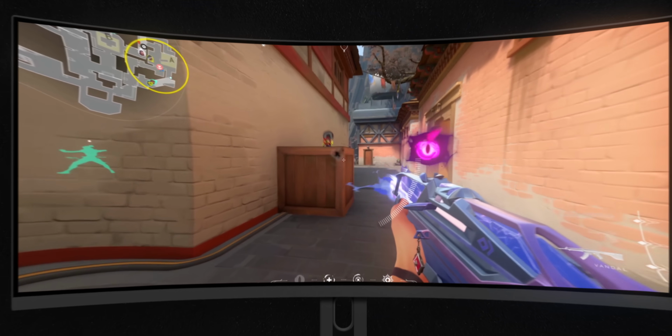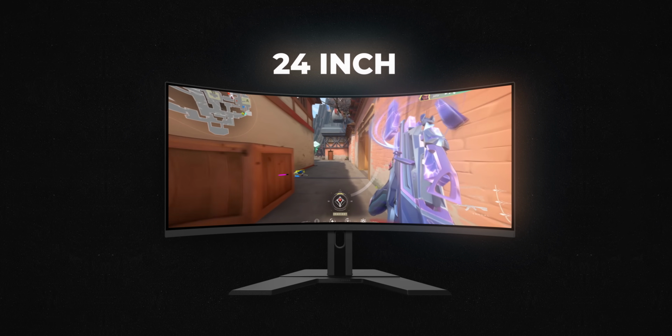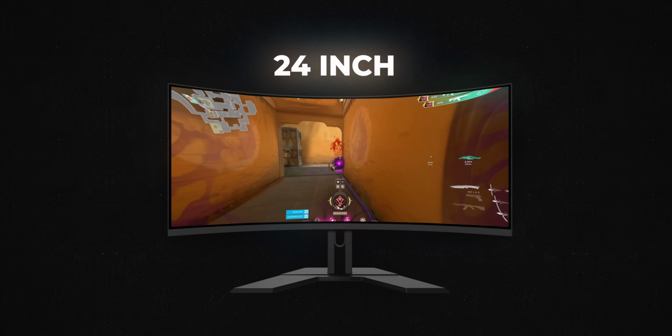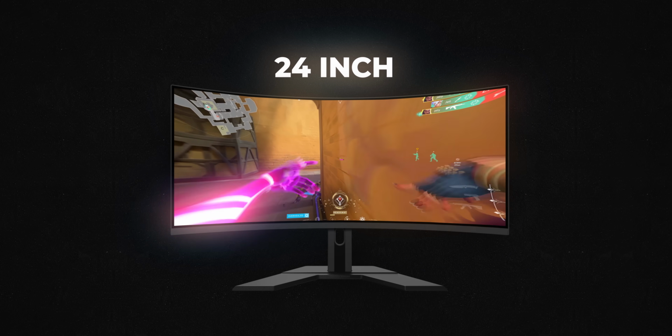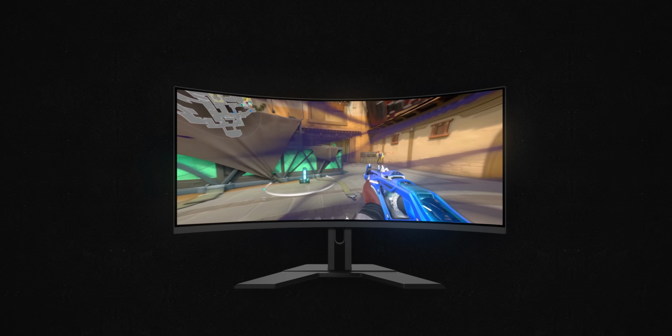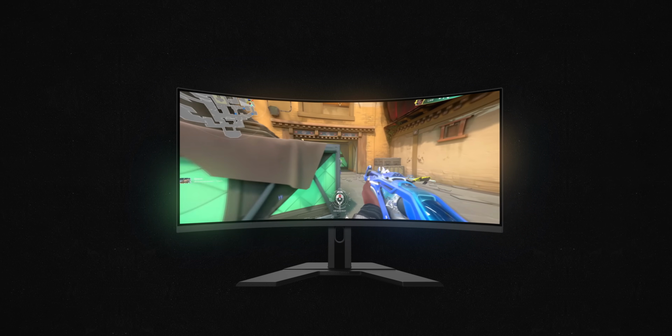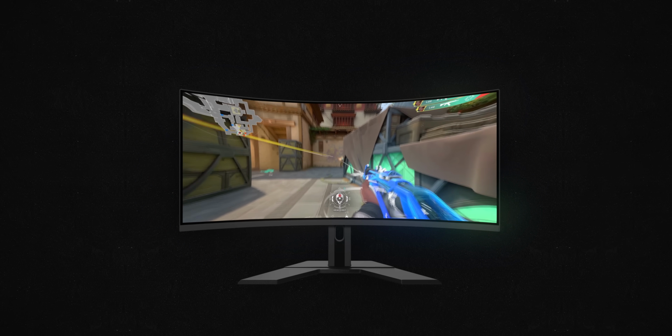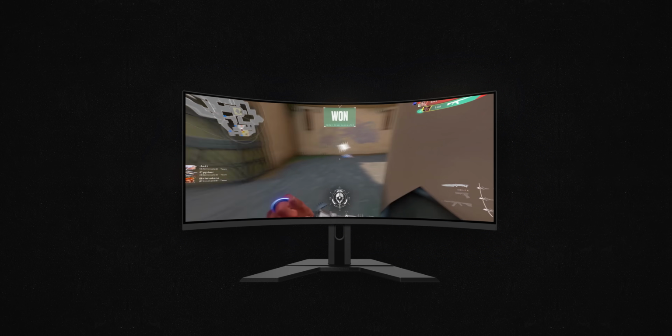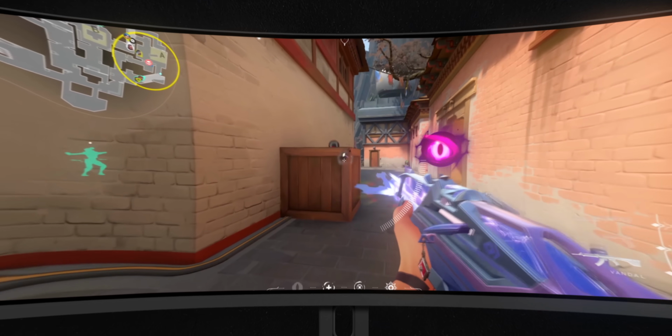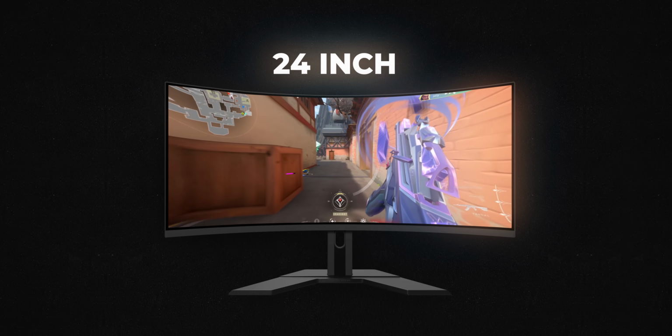If you play competitive games like Valorant or CSGO, I don't recommend getting a monitor larger than 24 inches. Because when the monitor size exceeds 24 inches, it becomes much harder to focus on the screen. You'll find yourself constantly moving your head, which can be distracting. Therefore, I don't recommend getting a gaming monitor larger than 24 inches.